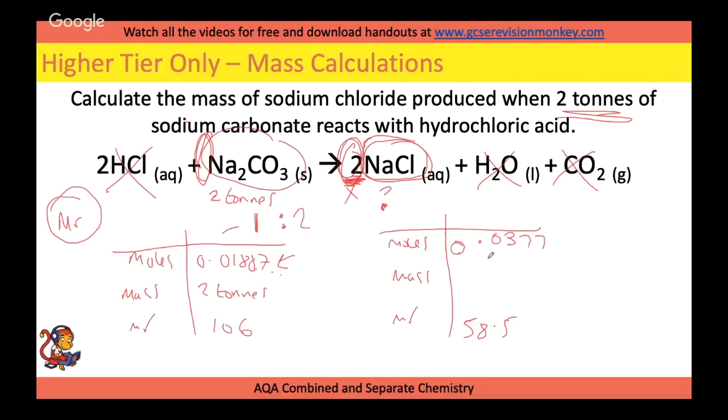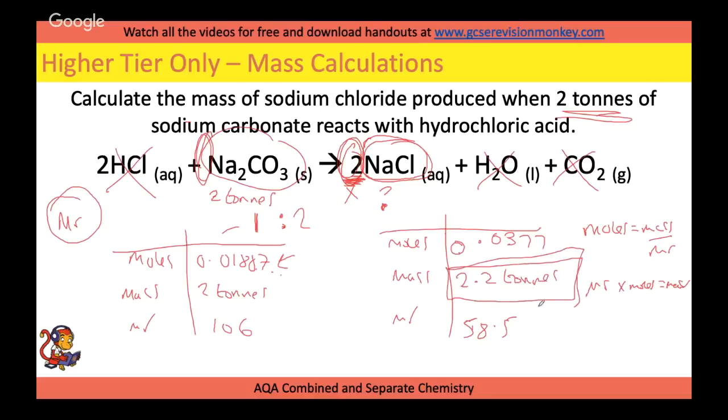0.0377 moles. And then we rearrange our formula, moles equals mass over Mr. If we rearrange that to Mr times moles equals mass, we know to multiply these two together to get our answer of 2.2 tons. Now you could have done it in grams and then converted it back into tons. That's fine as well.